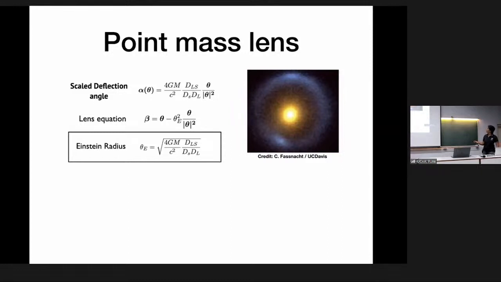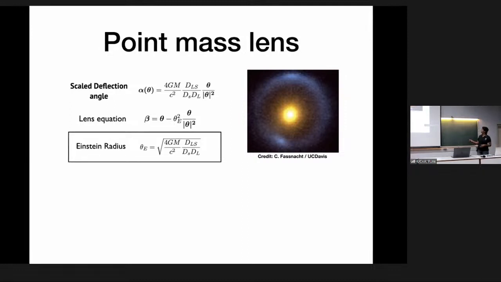For a point mass lens, the scaled deflection angle comes out to be this expression. If you substitute this alpha in the lens equation, the lens equation looks like this for the point mass lens. Now imagine that the source is well aligned with the lens, so the source is right behind. If you set beta, the angular source position, to 0, then you can rearrange this lens equation and you will get this expression, which is called the Einstein radius.